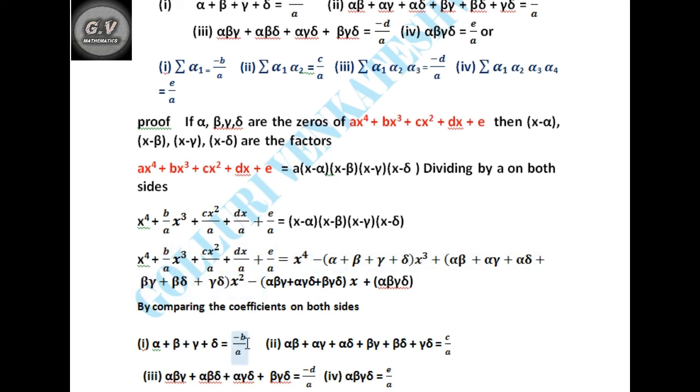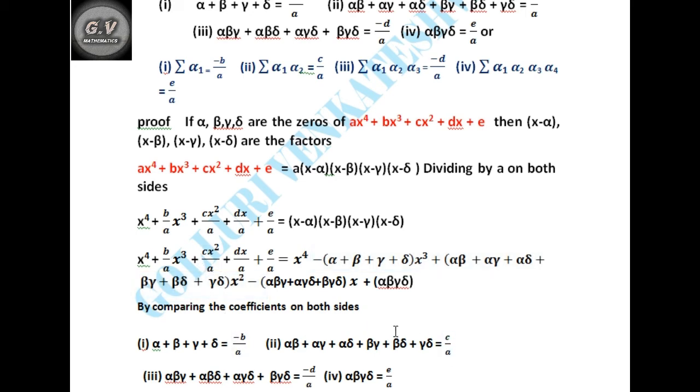Next, comparing x square coefficients. What about the x square coefficient? The sum of the products of two zeros taken at a time: alpha beta plus alpha gamma plus alpha delta, beta gamma plus beta delta plus gamma delta. That is equal to c by a.